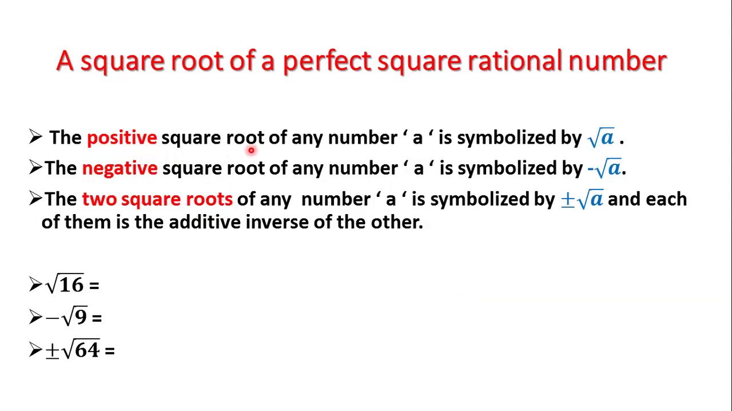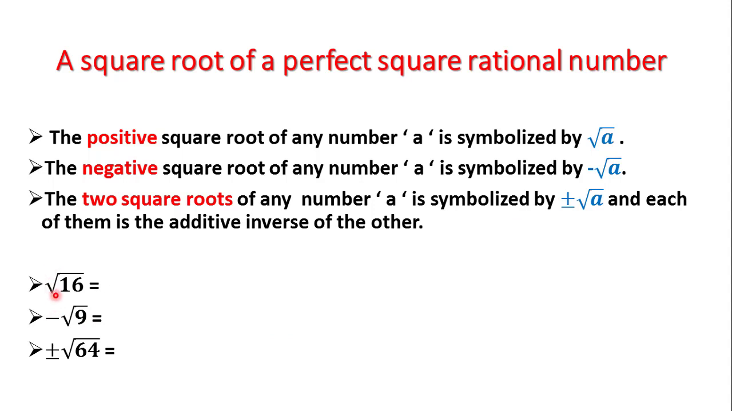We have a positive square root. This is the symbol of a positive square root. Also there is a negative square root, so we have two square roots, the positive and the negative. For example, here positive and negative root a. Each of them is an additive inverse of the other. So if there is a question, the summation of the two square roots for any number equals 0, because positive root a minus positive root a equals 0.